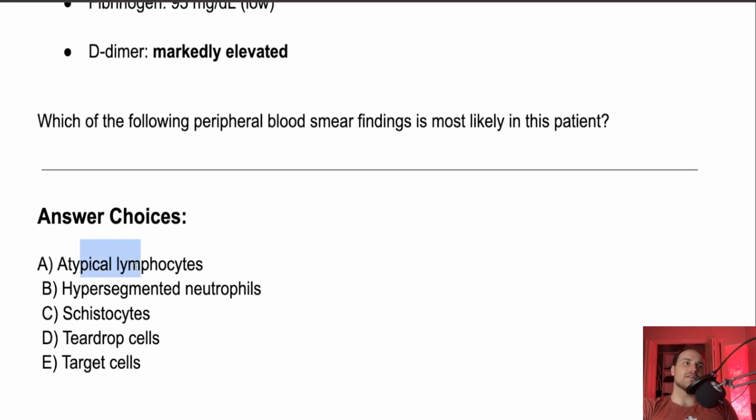Atypical lymphocytes. What would those be seen in? EBV, Epstein-Barr virus mononucleosis. Hypersegmented neutrophils. What would that be seen in? Megaloblastic anemia, that's B12 and folate. Not the acute guys. Teardrop cells, that'd be your myelofibrosis or bone marrow infiltration, not DIC. Target cells, liver disease, thalassemias, HbC, not relevant.